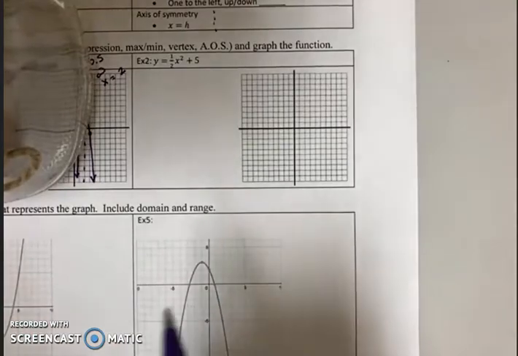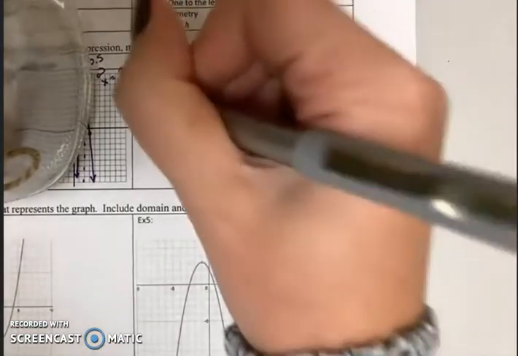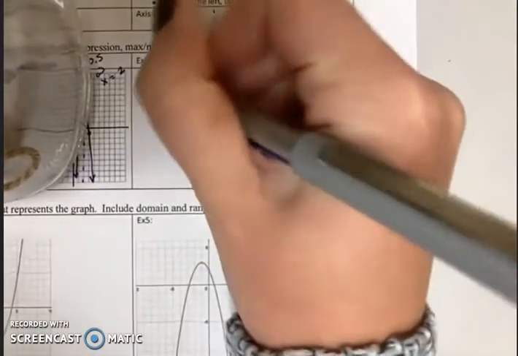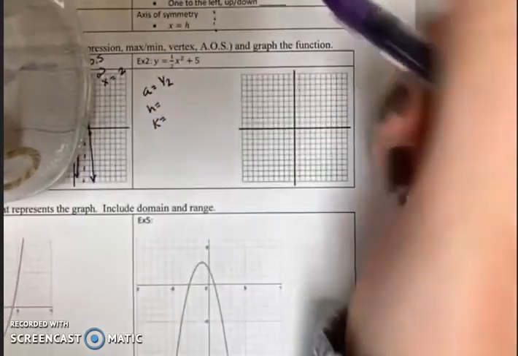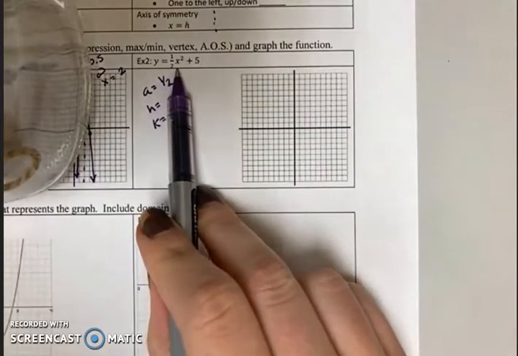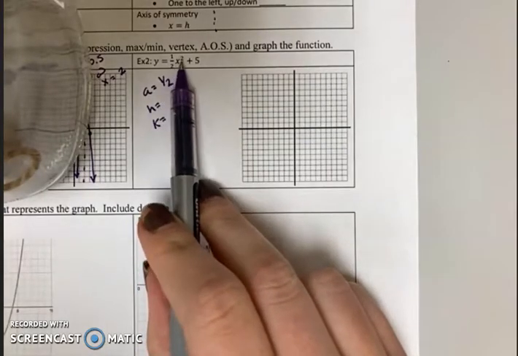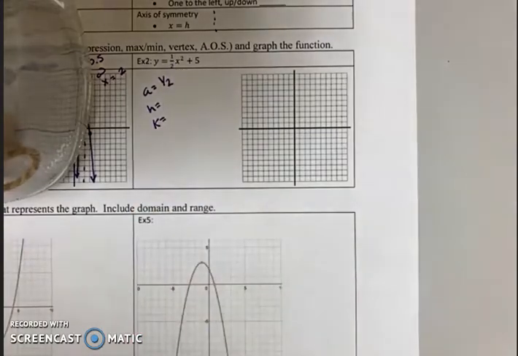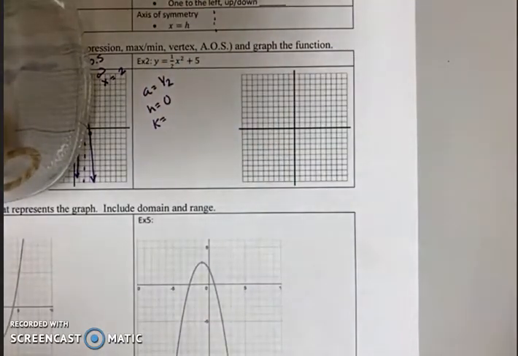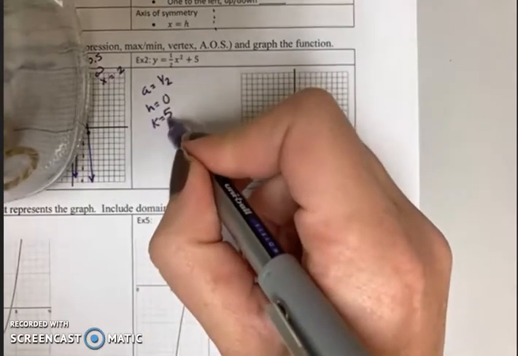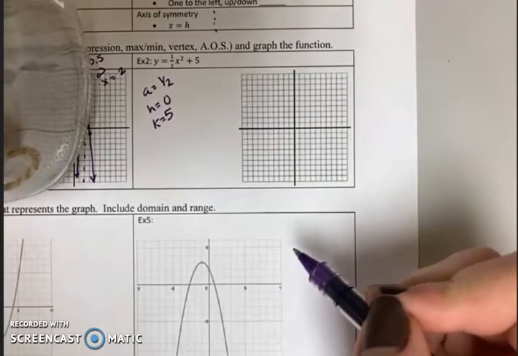Okay. The first thing I want to do is identify a, h, and k. a here is 1/2 because that's the number in front. h is normally inside of the parentheses with the power. However, I don't have anything inside of the parentheses. So h would actually be 0. And k is the number on the outside. So here I have a 5 on the outside.